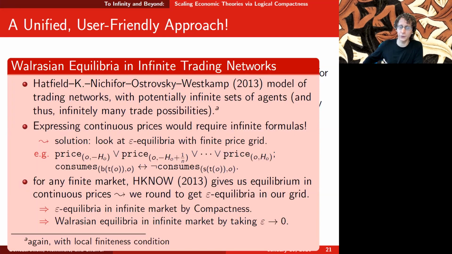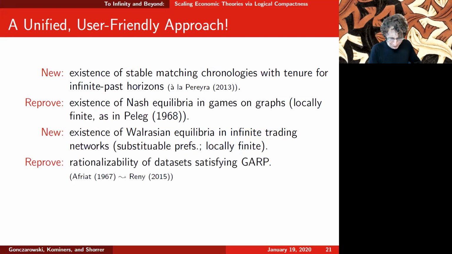The subtlety here, of course, is that the objects in Walrasian equilibrium, prices, are continuous, and we can't introduce continuous formulae. So to do this, we actually have to grid the price space. And so what we show is that there's an approximate equilibrium in this grid, and then we take the limit as that gridding gets arbitrarily fine.